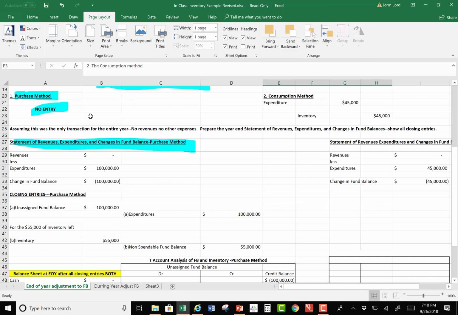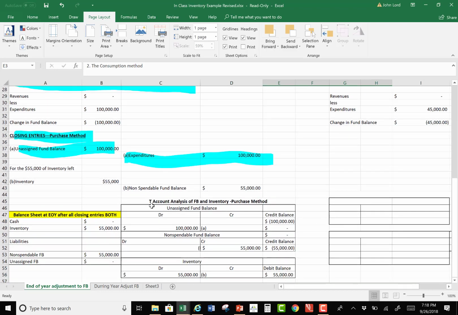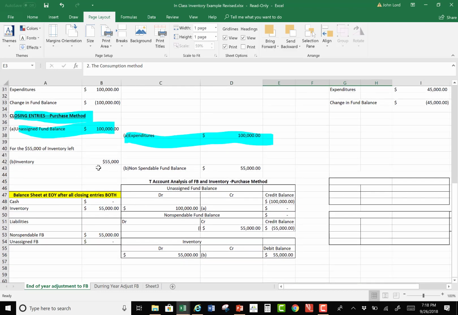Okay? Okay, good. Now I do my closing entries. When I do, I debit the unassigned fund balance for 100,000 and credit the expenditure to close my expenditure accounts, like closing them out to retained earnings, right? Okay. And so when I prepare the balance sheet, well, hang on a second, guys. I'm not ready for the balance sheet yet. And then I establish the inventory on the balance sheet.